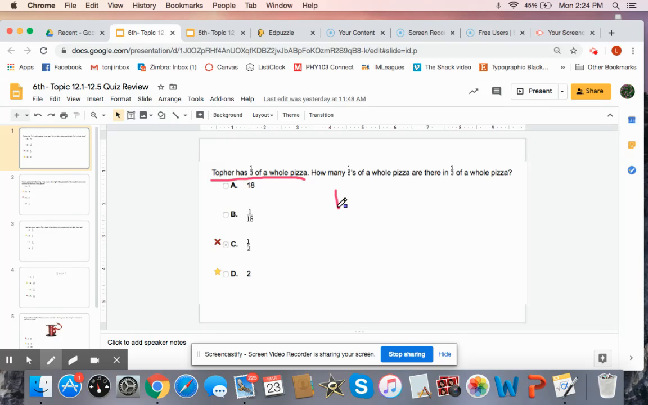So whatever you're always starting with always goes first in our division problem. So it's 1/3 divided by 1/6, because we're saying how many 1/6 are in 1/3. So we keep the 1/3, we change the division to multiplication, and then we flip or find the reciprocal of 1/6, and it's 6 over 1.